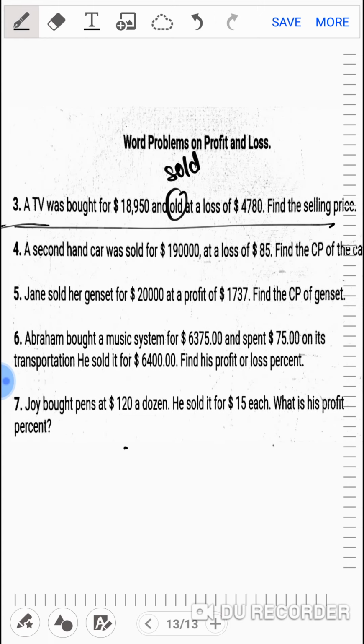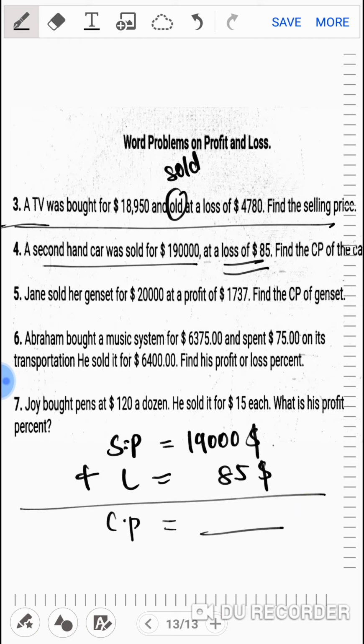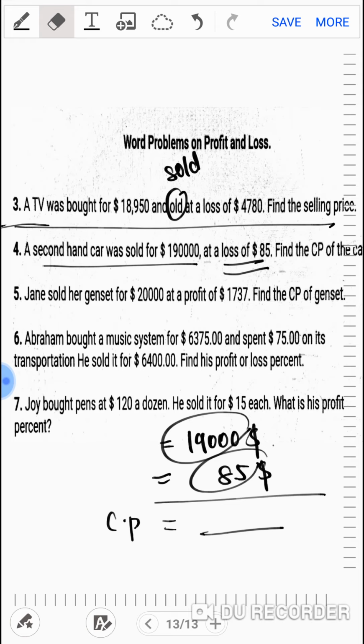Next is given a second hand car was sold at. Sold means selling price is given, 19,000, and loss of rupees 85 is incurred. So what is loss? Loss is 85. And you have to find CP. What did I say to you? There is an opposite relation. Loss is subtracted from CP, but loss is added into SP to get CP. Clear? So you have to add this and get CP.